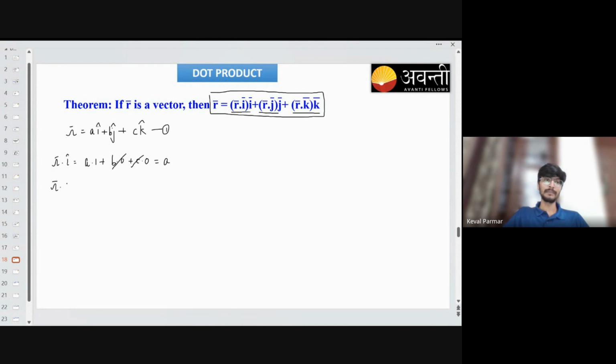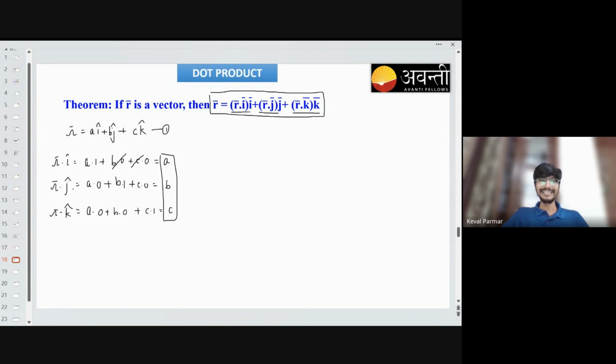Similarly, what will be R bar dot J cap? J cap means I cap and K cap are not there. That means the coefficient of I cap and the coefficient of K cap is 0. So I'll get A into 0 plus B into 1 plus C into 0, which equals B. What is R bar dot K cap? Same, A into 0 plus B into 0 plus C into 1, which equals C.